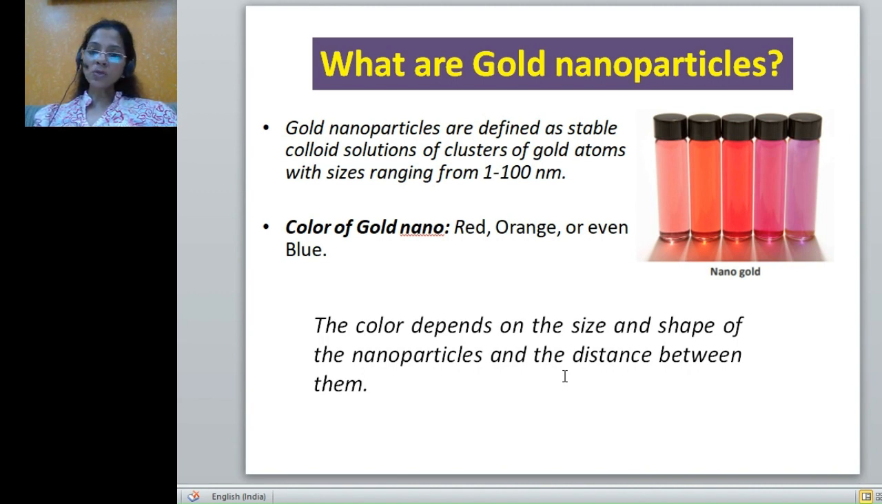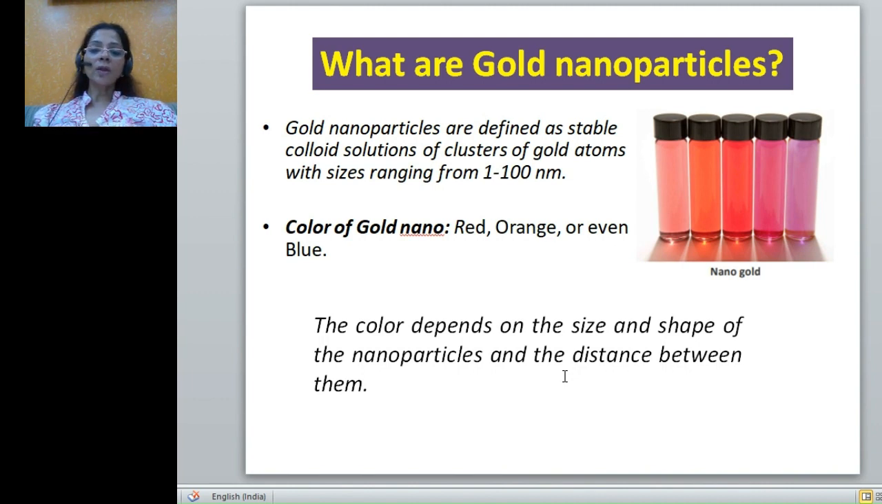And you'll be surprised to know that these clusters or these colloidal solutions are never yellow in color, what we know gold to look like, but rather these nano solutions are red, orange, or even blue in color. So on what factor does the color of the solution depend? The color of the solution depends on the shape and size of the nanoparticles.